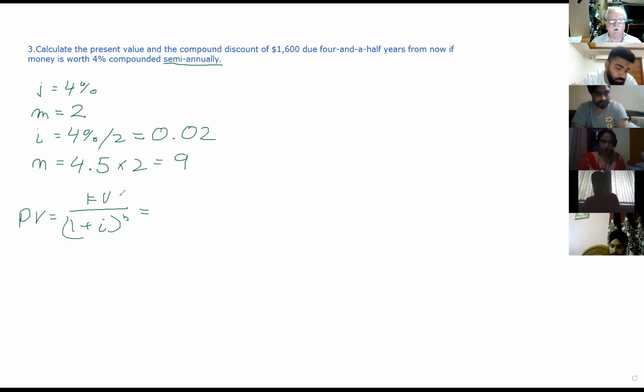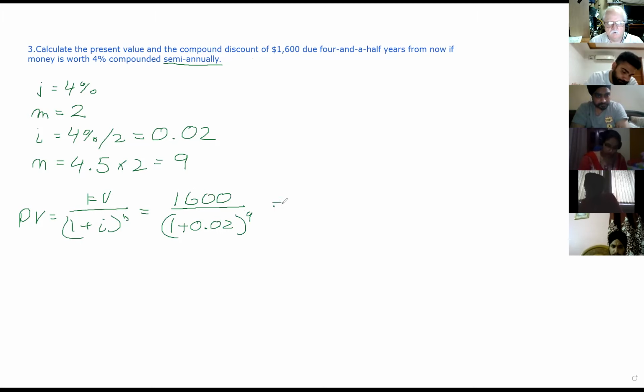And the future value is the 1600 over 1 plus 0.02 to the power of 9. So let's see if we can agree on what that equals.